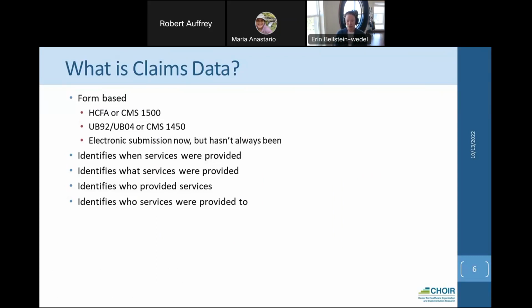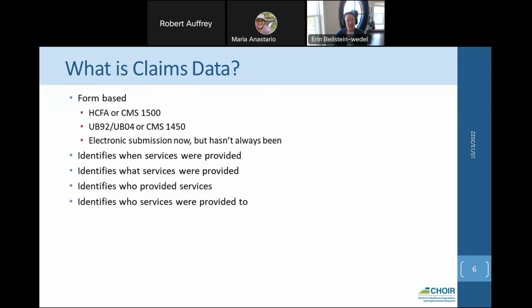So when claims were initially being submitted, they were on paper and being scanned in via optical text recognition, which caused some interesting data quality issues. If you've ever used OCR, you probably know what I'm talking about.